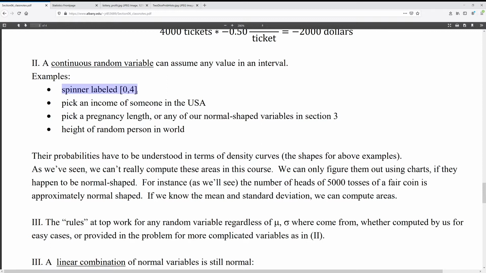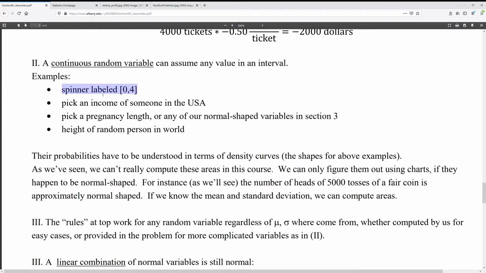Well, visualized by our infinitely sharp spinner, right? Straight up, starting point, quarter of the way, half the way, 3/4 of the way, all the way to our end point. 0 to 4 is just a simple example. It could be 5 to 83, right? A quarter of the way, half the way, 3/4 of the way, all the way.